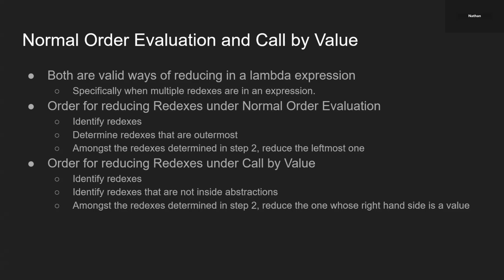The first one is normal order evaluation. You look at the leftmost outermost redex, which is pretty simple. Call by value is a little more tricky.